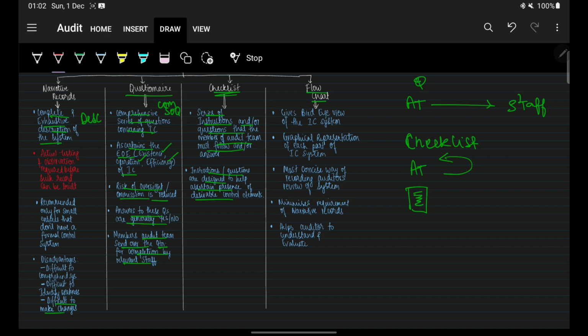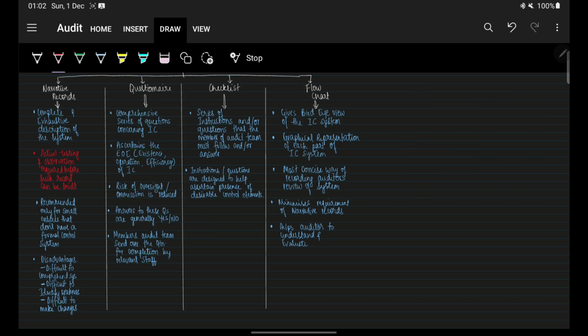Next is the flowchart. It gives a bird's eye view of the internal control system. Just like how I was explaining the components of internal control by giving you a bird's eye view of what is happening, the same way a flowchart gives you a bird's eye view of the entire IC system. It is basically a graphical representation of each part of the internal control system. It's the most concise way of recording the auditor's review of the system. It minimizes the requirement for narrative records and helps the auditor to understand and evaluate.